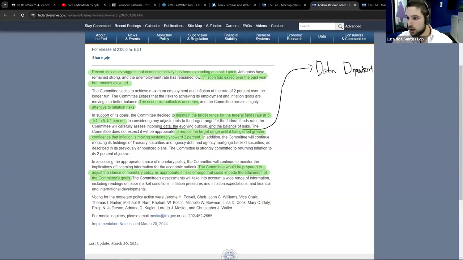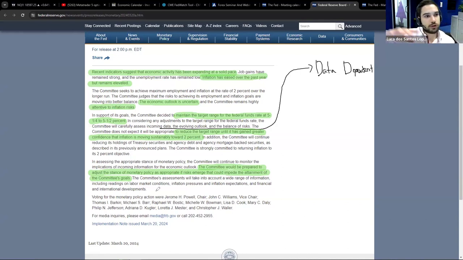It's much better. The committee assessment will take into account a wide range of information. So they're saying, look, these are the things we're going to be looking at, okay? So pay attention to the next releases, including readings on labor market conditions, inflation pressures and inflation expectations, not only the pressure, but what the market is expecting from inflation as well, and financial and international developments. It doesn't matter only what's happening in the US. They need to see what is happening outside the US as well, because they can't take a decision based only on what is happening for them.